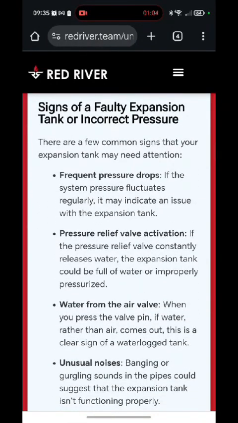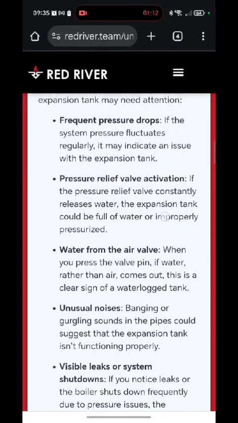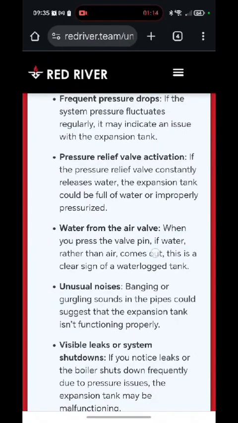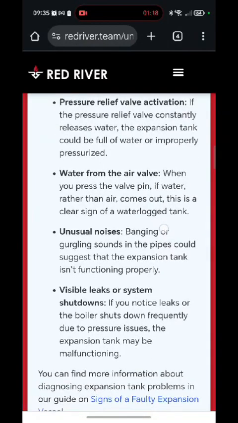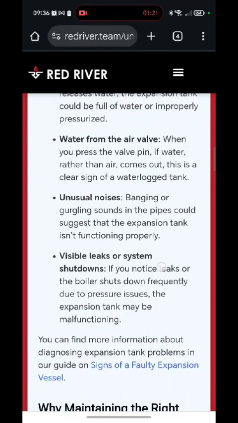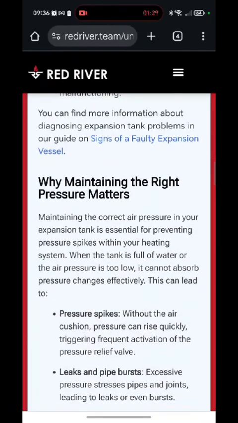So here we go. Signs of a faulty expansion tank or incorrect pressure. There are a few common signs that your expansion tank may need attention: frequent pressure drops, pressure relief activation, water from the air valve, unusual noises, visual leaks or system shutdown. So you see, they deal with the same issues we deal with, dealing with boilers and other heating systems, okay?